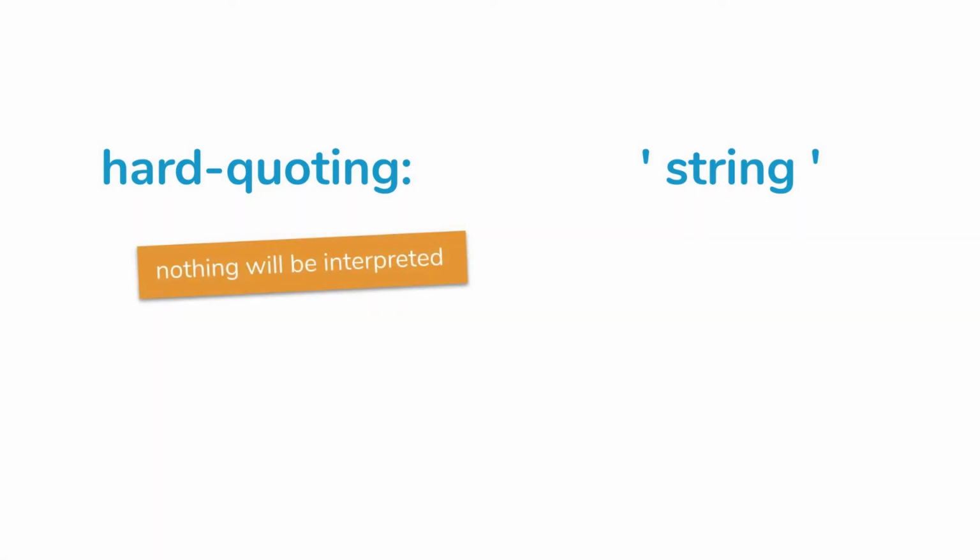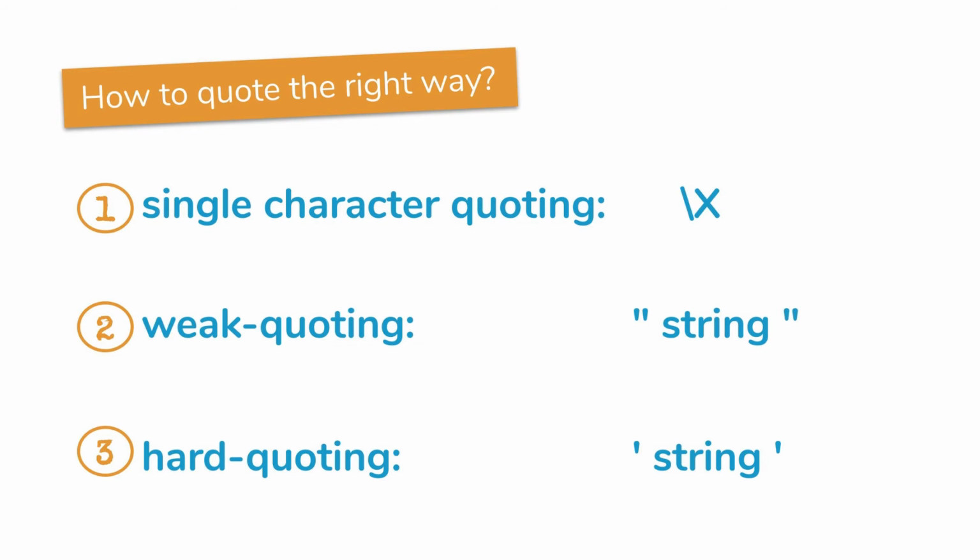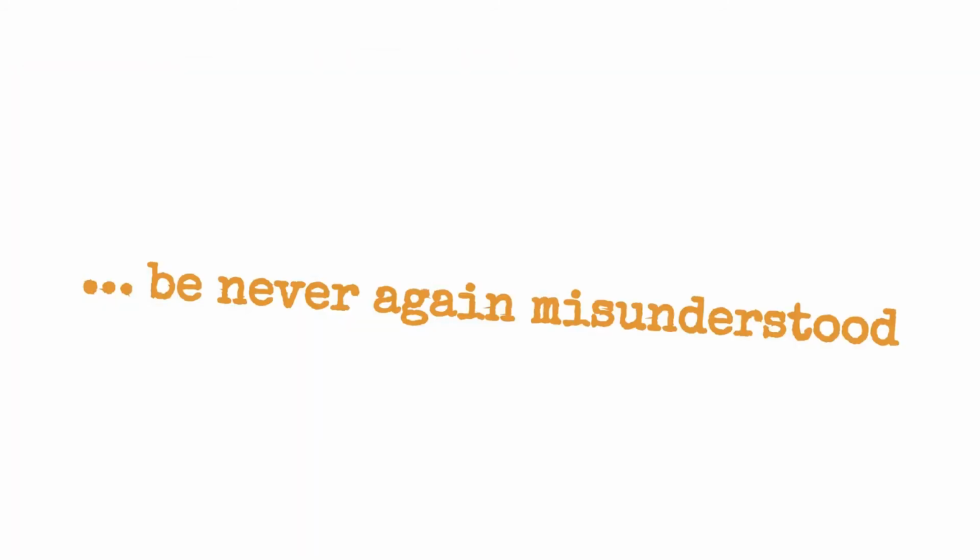That leaves us with the third quoting variant, the hard quoting with single quotes. You use this quoting variant if you want really nothing to be interpreted by the shell. In this case, surround the whole string with single quotes. In this way, you can print out really every special character without thinking about its special meaning for the shell. That's it. This was the answer to the question how to quote the right way. As you see, it isn't this hard to remember. You have the backslash for quoting one single character. You have the double quotes for the weak quoting of a string, if for instance a variable within the string shall be interpreted. And you have the single quotes for the hard quoting. With this variant, you quote every special character within a string. Simply use this knowledge and be never again misunderstood by the shell.